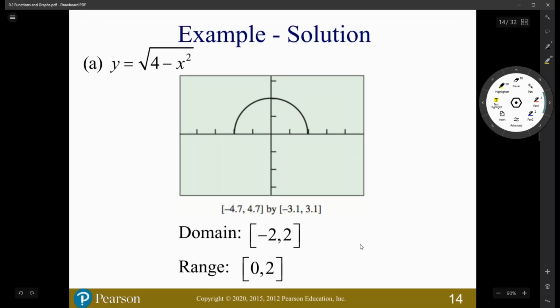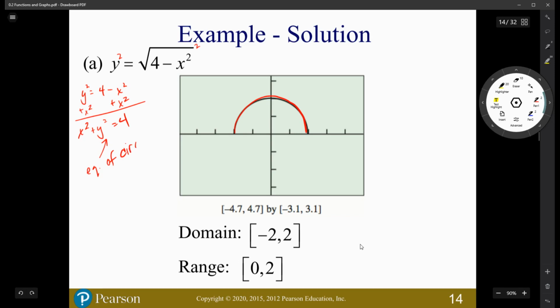Here is the graph of A. Y equals the square root of 4 minus x squared. Turns out that we have a semicircle. Well, that's kind of neat. And if I look back at the equation, that sort of makes sense, because if you squared both sides of this, you'd end up with y squared equals 4 minus x squared. And then if you added x squared to both sides, you'd have x squared plus y squared equals 4. Hey, isn't that the equation of a circle?